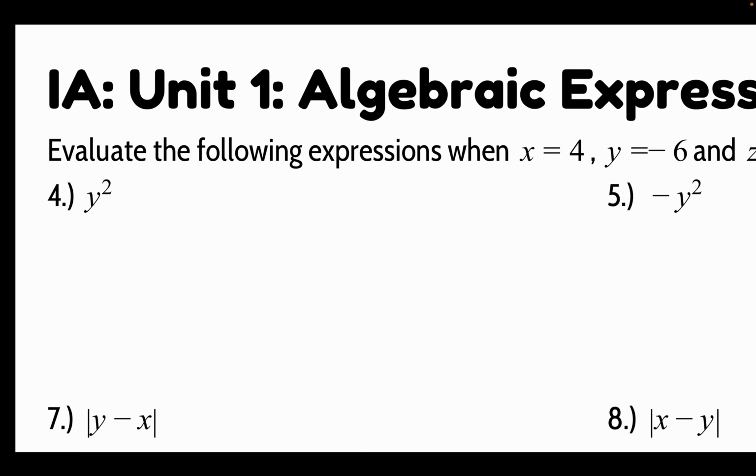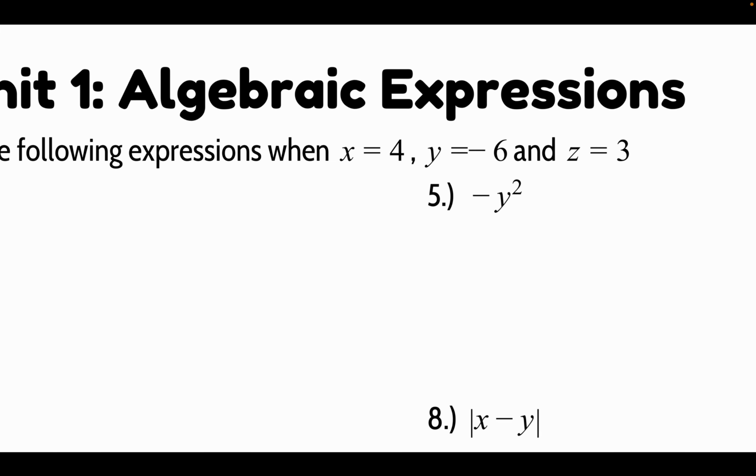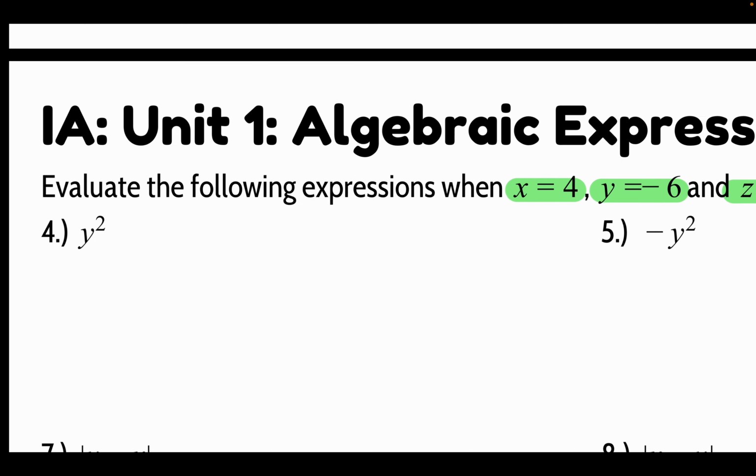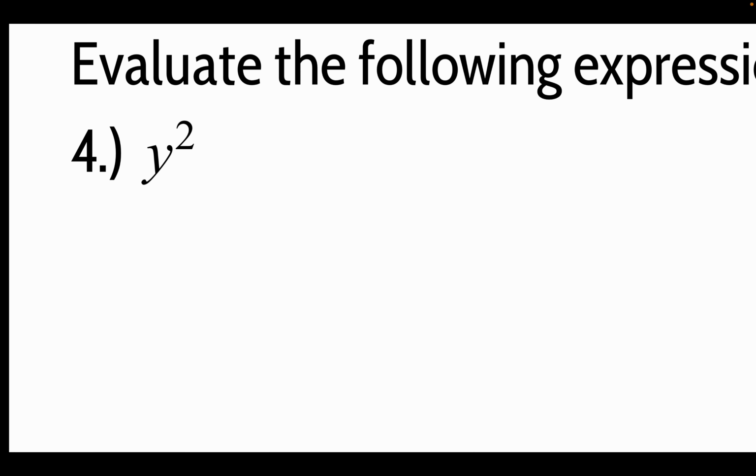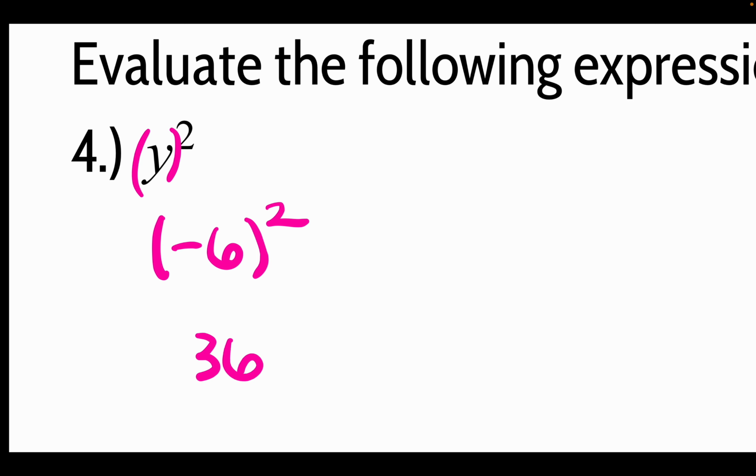So we have evaluate the following expressions when x equals 4, y equals -6, and z equals 3. So we're going to plug in for y. So y is -6. So make sure we are putting parentheses. So we have parentheses, -6, parentheses, squared. -6 squared is +36. So those parentheses, when we substitute in, make a difference in our answer.